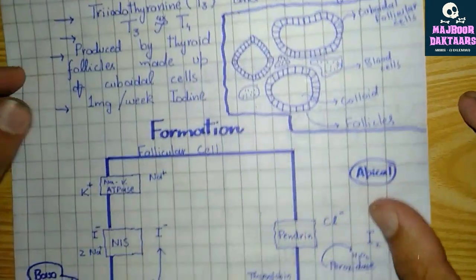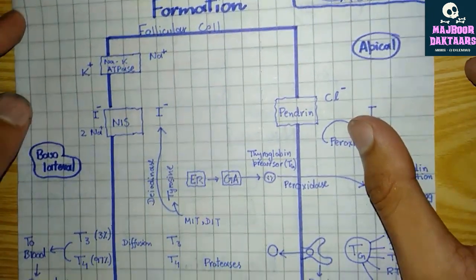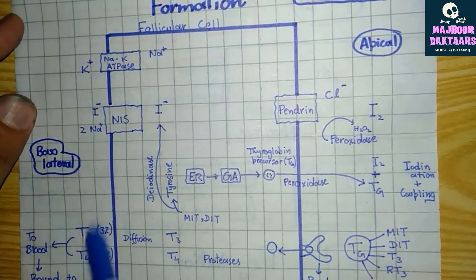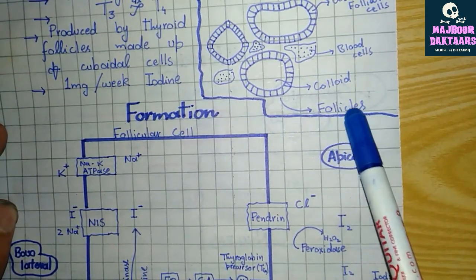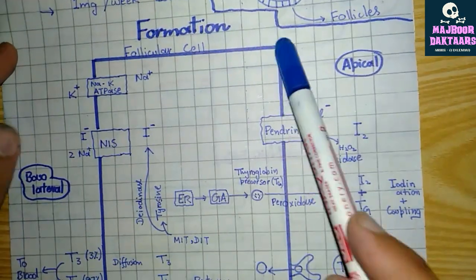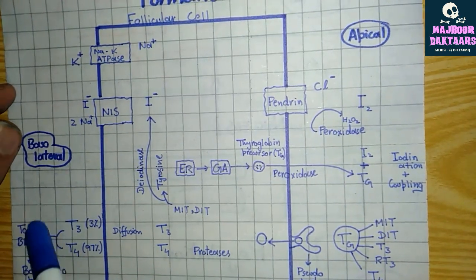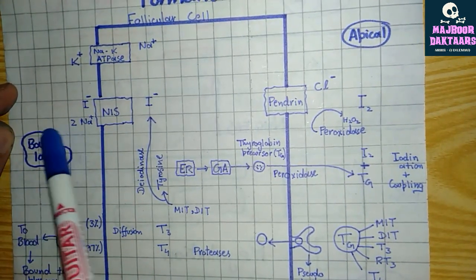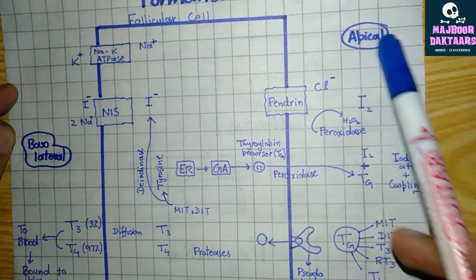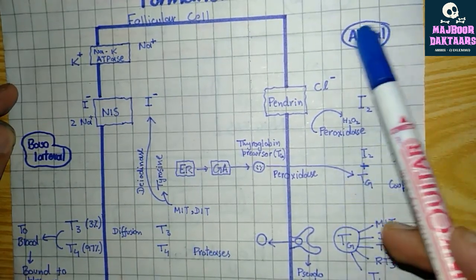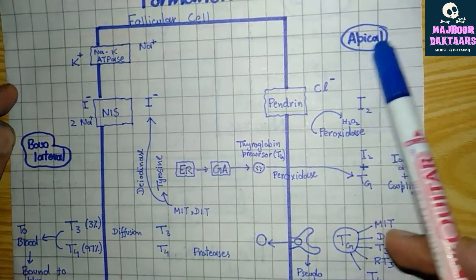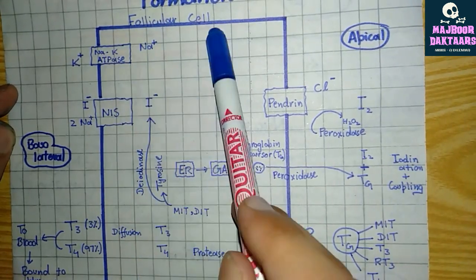Now, moving toward the formation of thyroid hormone. Now, this is the follicular cell, the cuboidal follicular cell I have formed here. So, this is the enlarged diagram of that. This is the outer surface known as the basolateral surface, and this is the inner surface, that is the colloidal surface, and we'll call it the apical surface of the follicular cell.